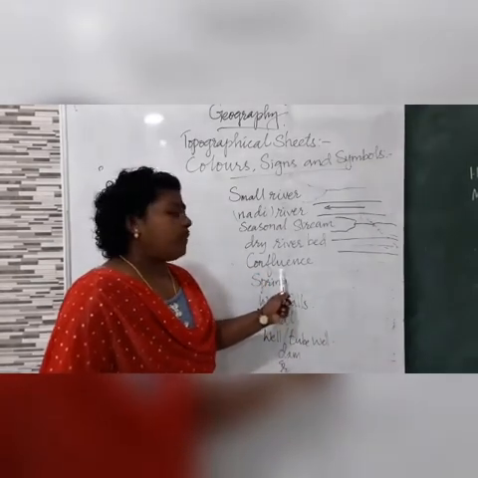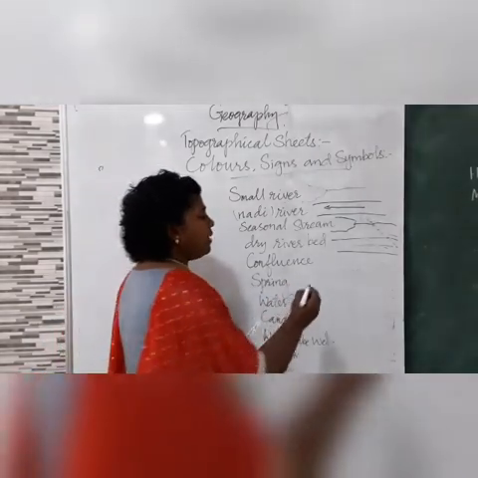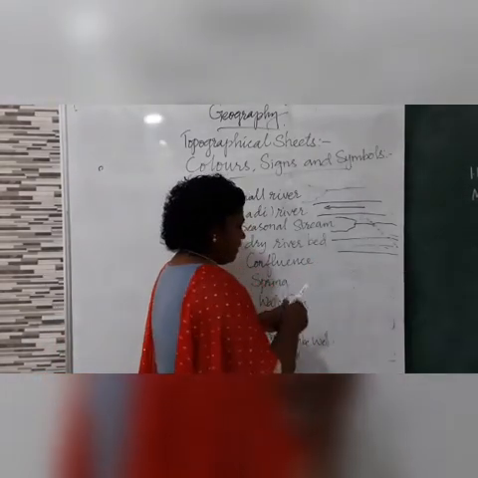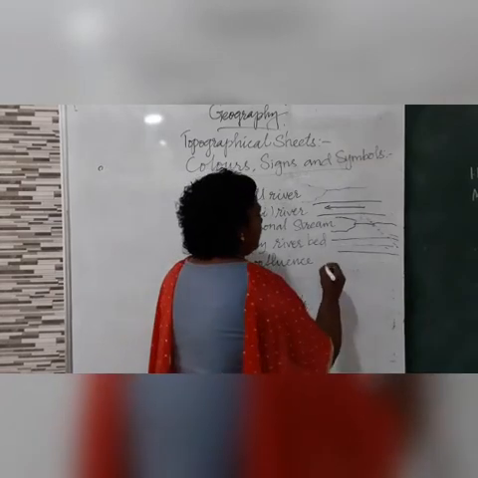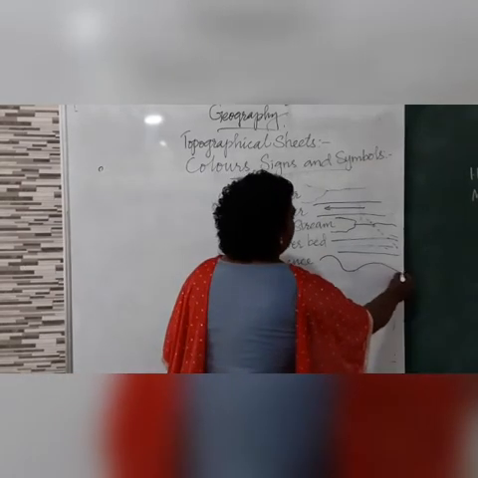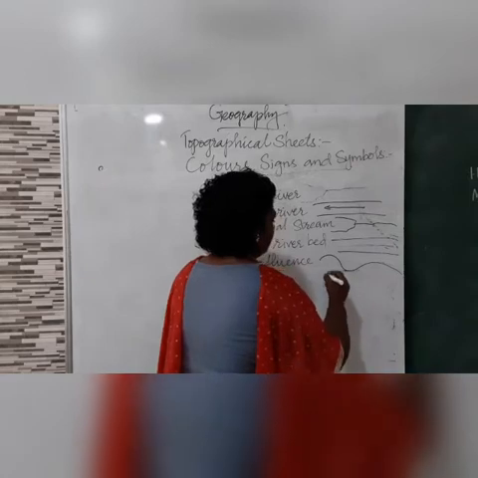And confluence, what I told, is where the tributary joins with the main river. The tributary joining the main river can be drawn like this.